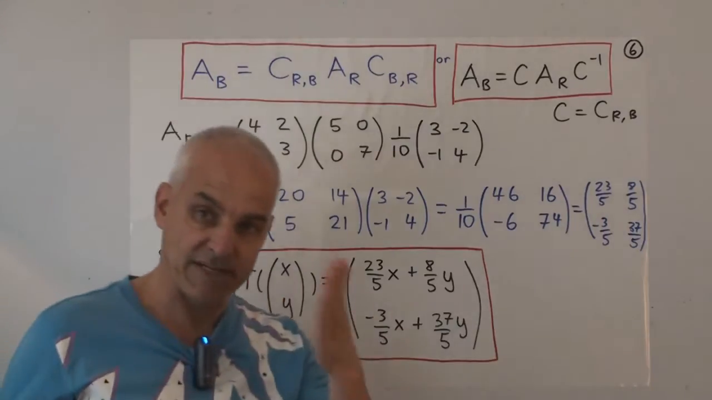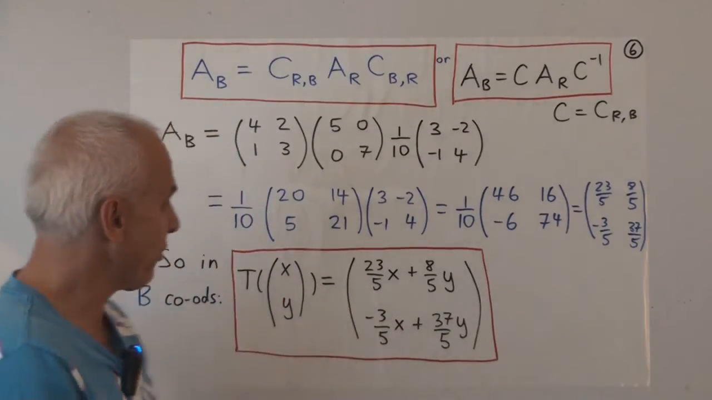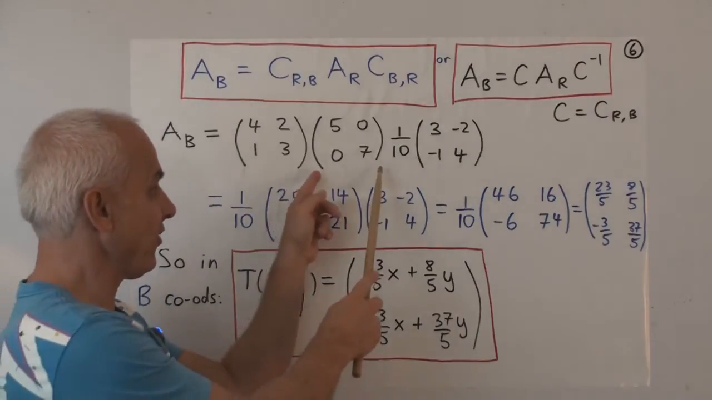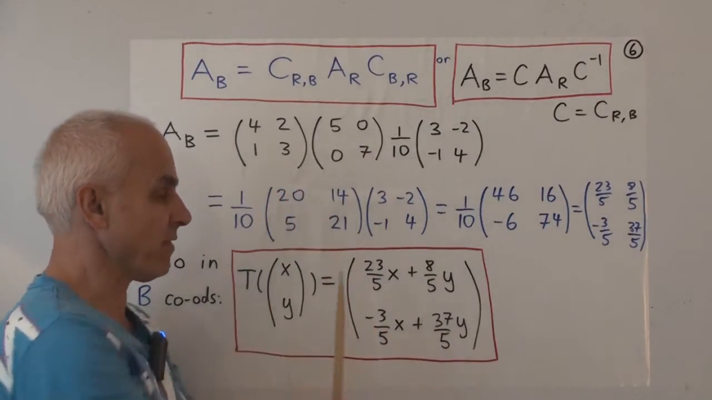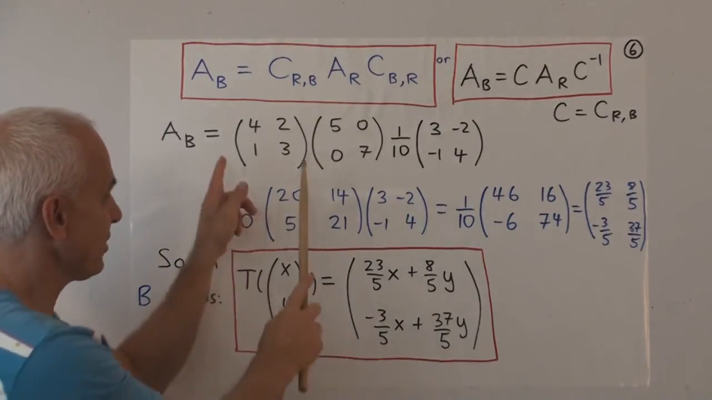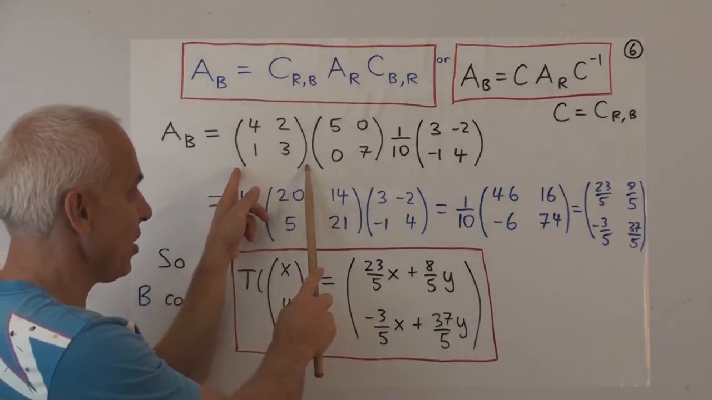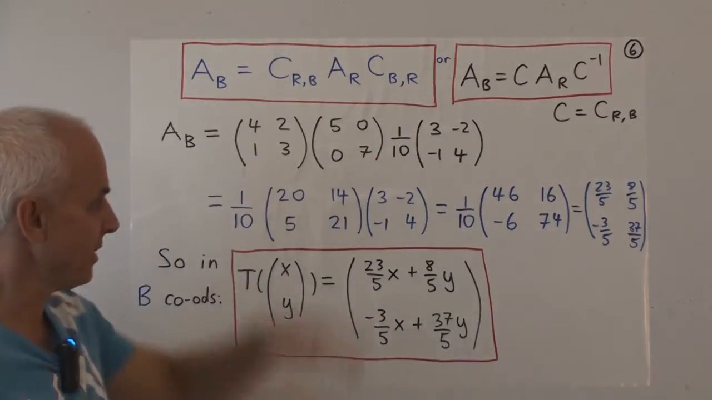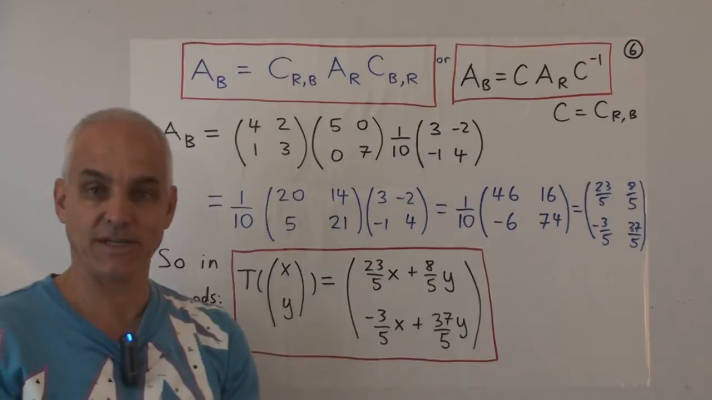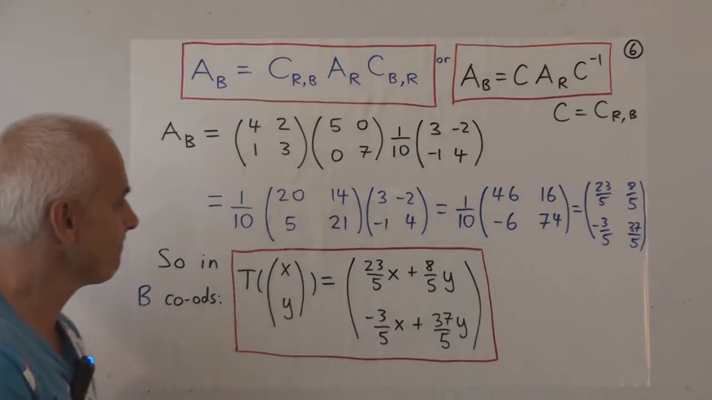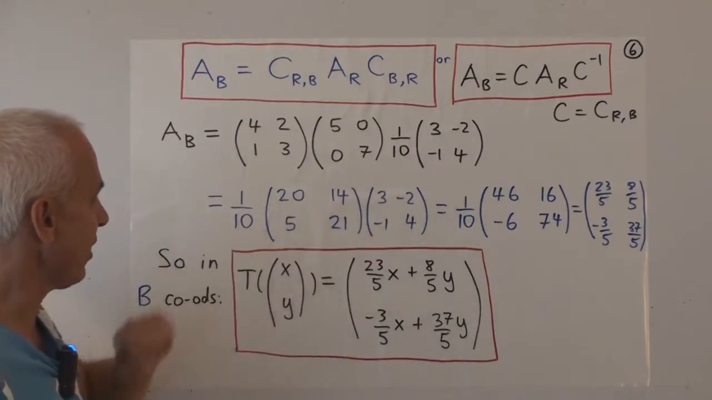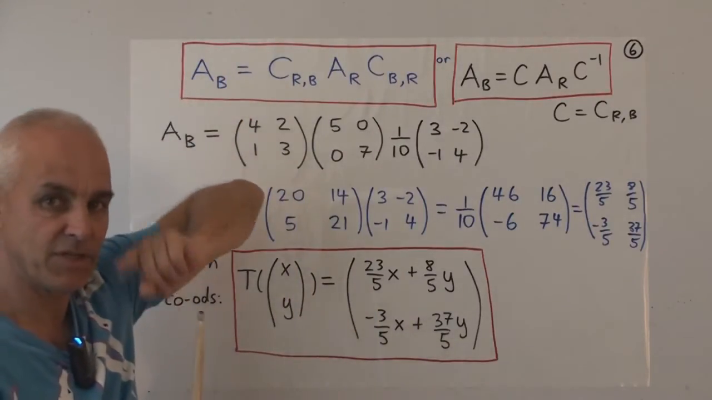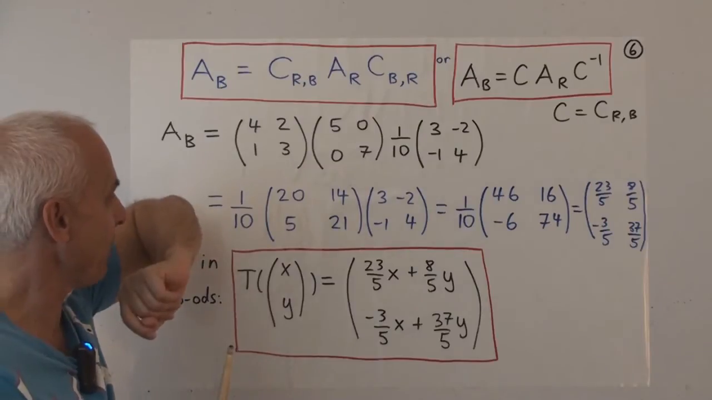So let's go back to our specific example. Remember, we started out with this dilation in Rachel's system that had this as its matrix, 5, 0, 0, 7. Here's the change of basis matrix, C_RB, and here is its inverse. So let's multiply those three matrices together and see what we get. The 1/10 can come out here. Now let's have a look at just the product of these two matrices, which is a little bit interesting and important to see what happens.